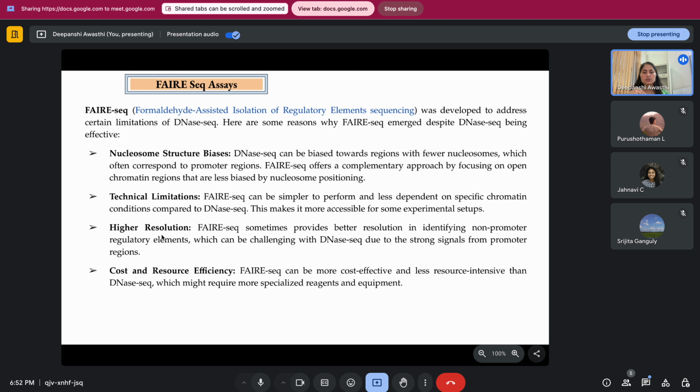It is higher resolution because not just the promoter site, but you will also be able to look into the known promoter regulatory elements. And then cost and resource. The cost of FAIRE-seq is low because, as I mentioned earlier, you don't have to be specific for the hypersensitive regions. So these are a few of the points on why FAIRE-seq came up and what the additional plus points of FAIRE-seq are compared to DNase Seq.